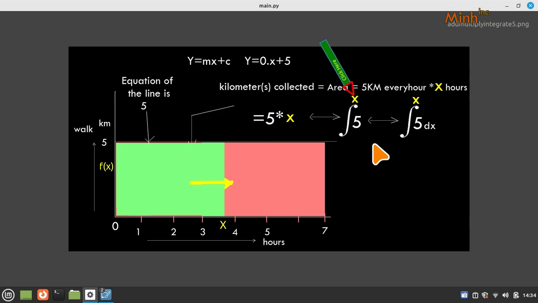This is integration. Integration is nothing but calculating the area. So this is the dependent variable and this is the independent. The independent is the range, from 0 to x. So we can say just x, and fx is 5. So we can insert fx in between.